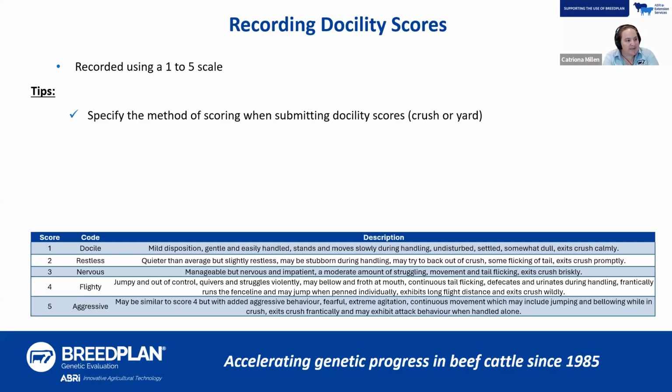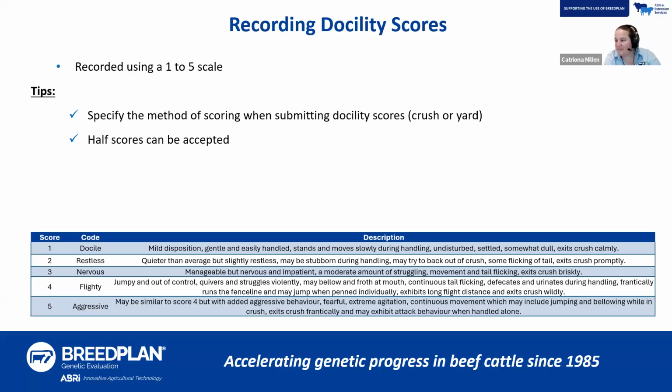So in terms of tips, we need to specify whether you've used a crush or a yard test when you're submitting your docility scores. I will talk about the paper forms and Excel, etc., that we can use to submit performance information a little bit later, but there will be a space if you've got a docility score column. There's also a space to indicate what your test type was. We can accept half scores, which is particularly useful for animals that are sitting somewhere between, say, 1 and 2. You're not sure which one it is, 1.5.